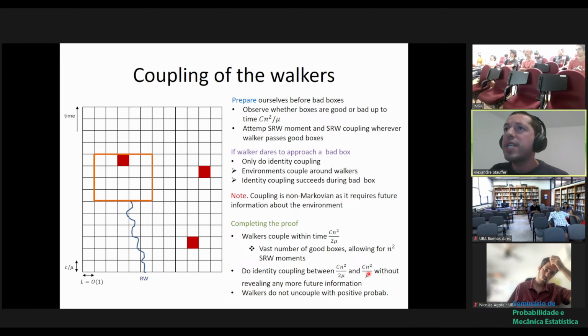You couple the walker, you couple the environments, and you arrive at a mixing time. Otherwise, this fails with some positive probability, but fixed, then you just repeat. There's an independent number of experiments, and you are done with the mixing. So this is essentially the whole strategy to show that the mixing time is of order Cn squared over mu. It is just to give you some of the ideas.